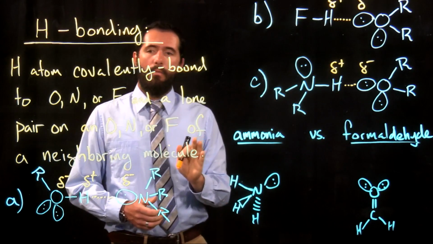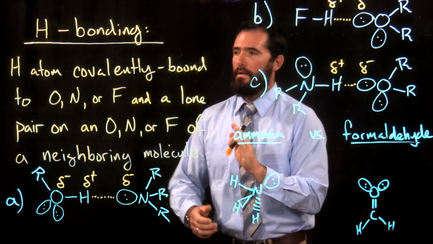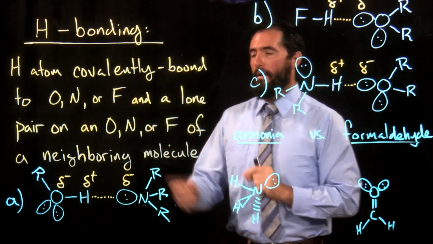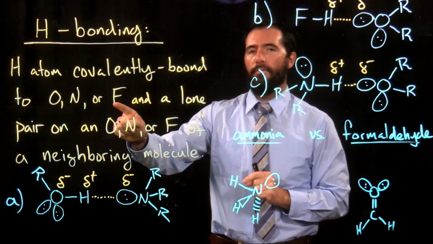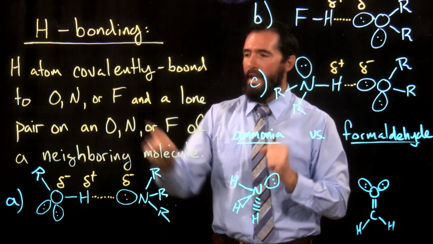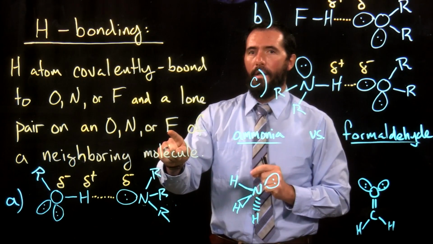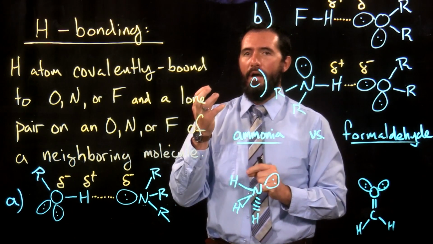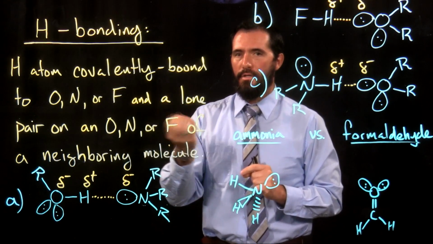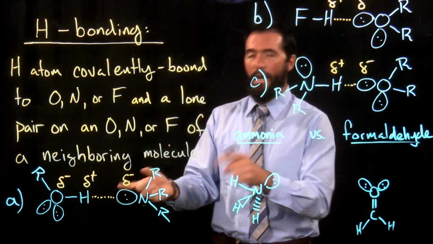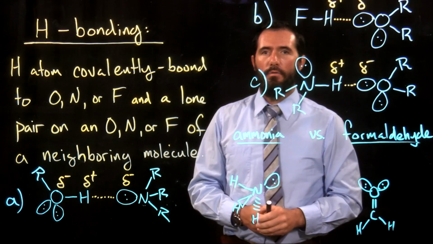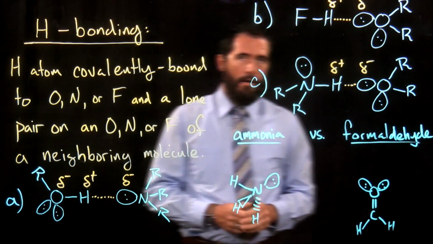So the key to remember is that for a hydrogen bond to form, we need a hydrogen atom on an oxygen, nitrogen, or fluorine, and on the neighboring atom, we need a lone pair on an oxygen, nitrogen, or fluorine. We don't necessarily need to have both oxygen with the hydrogen and oxygen with the lone pair. We could have a mixture, as I've tried to illustrate here.